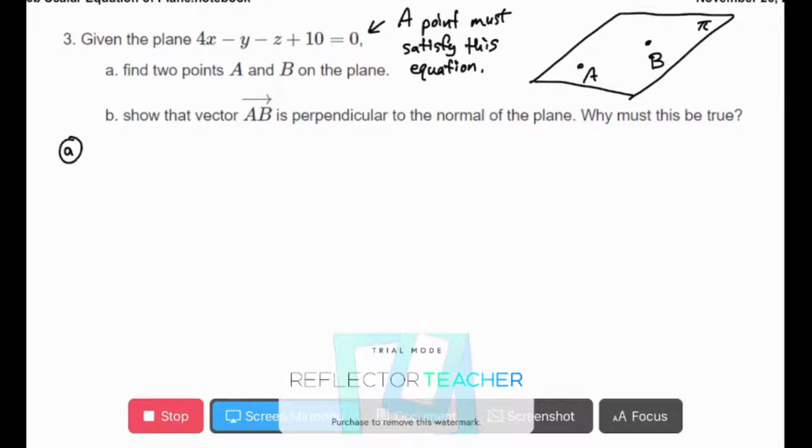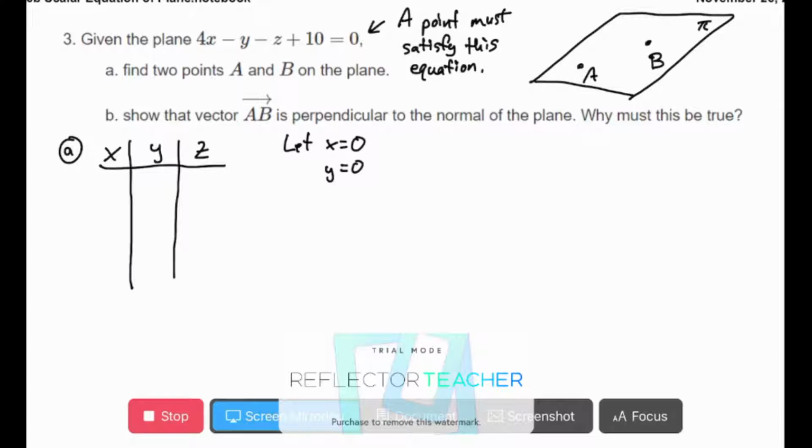So for A, I'm going to set up a table of values, x, y, and z. In the first case, I'm going to let x equal 0 and y equal 0. So let's plug those values into our equation and solve for our missing value z. So 4 times x of 0 minus y of 0 minus z plus 10 equals 0. Negative z equals negative 10, or z equals 10. So I know one point on my plane, and that point is 0, 0, 10.